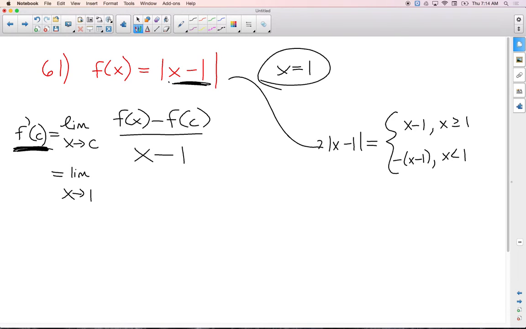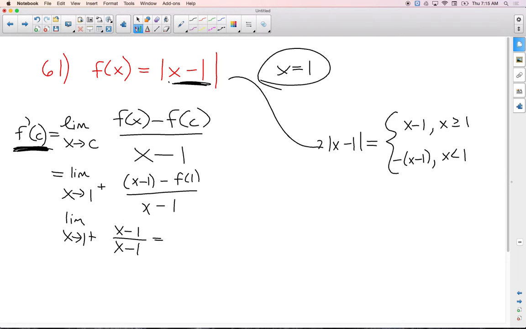Thanks. So then we have x approaches 1 from the right. Okay? X approaches 1 from the right. And we'll have x minus 1 minus f of 1 over x minus 1. Okay? So, if I do this, what's f of 1? What's f of 1? 0, so we're going to have the limit as x approaches 1 from the right of x minus 1 minus 0, which is just nothing, over x minus 1.